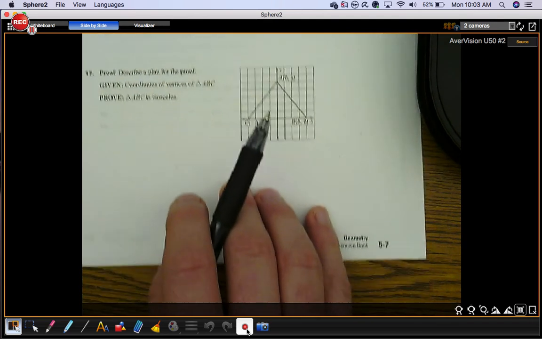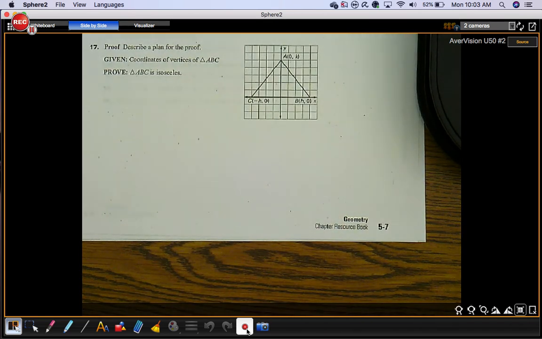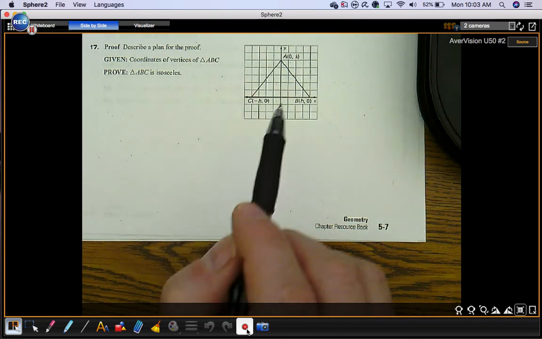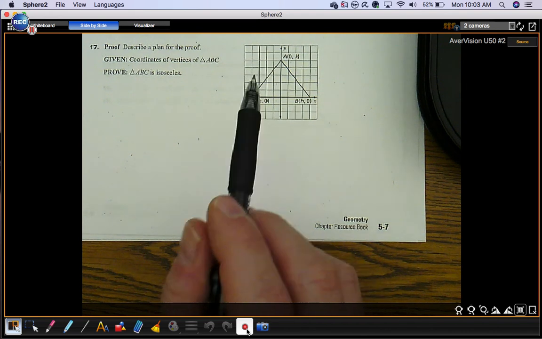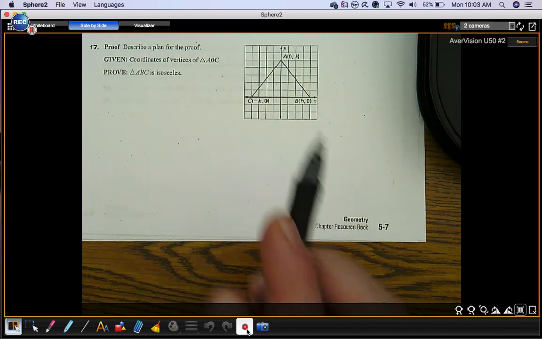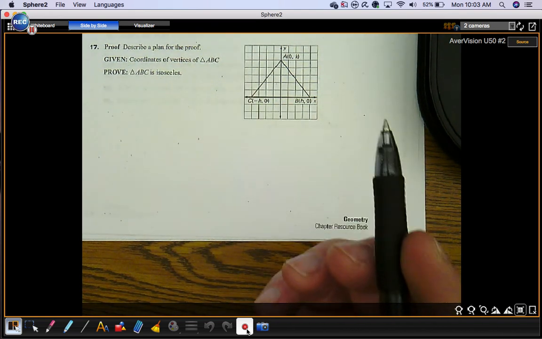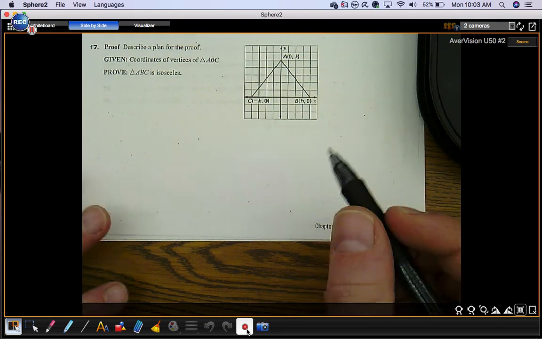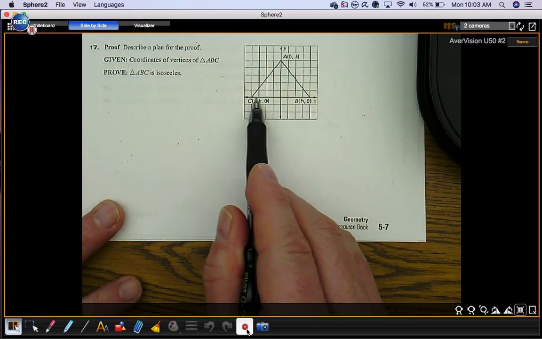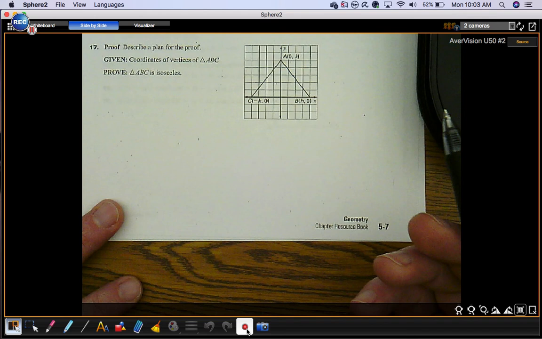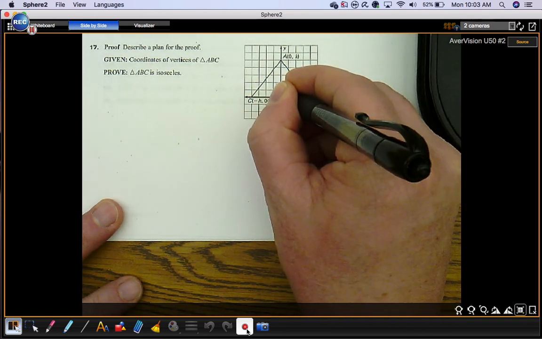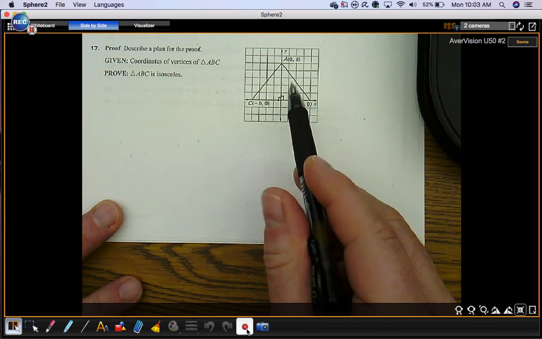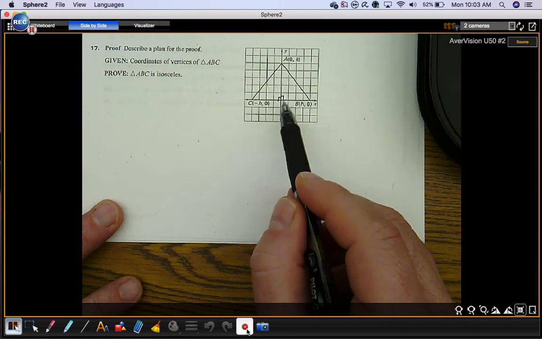Number 17. We're going to describe a plan for this proof. We are given coordinates of the vertices of this triangle. Prove that triangle ABC is isosceles. Well, you can do this a bunch of different ways. Here's one way that I would do it. I would argue that this is horizontal and this is vertical. Obviously, it's on a coordinate plane. So these are right angles. So I would state that I have right angles here.